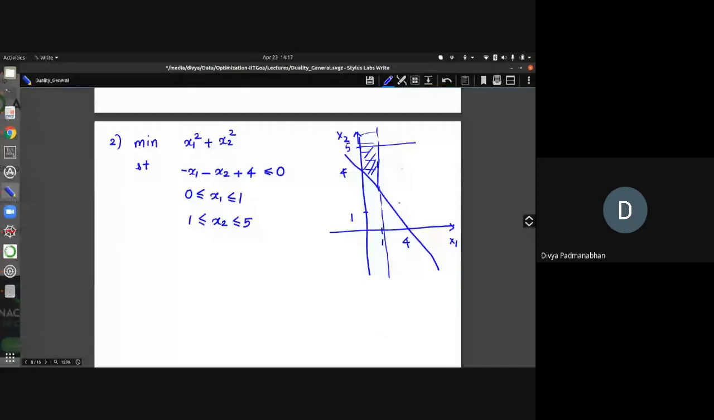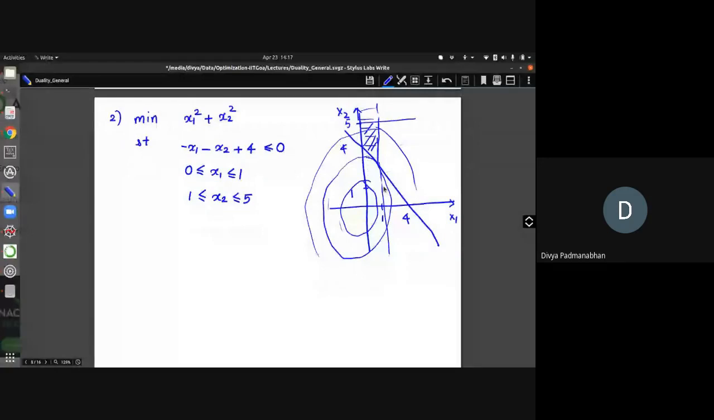Now again, you expect that your optimal will lie on this part because your contours look like this, and as you go away from the origin, the objective increases. So maybe some point here is what you would take, but we need to find out what that is. So let's just go ahead.